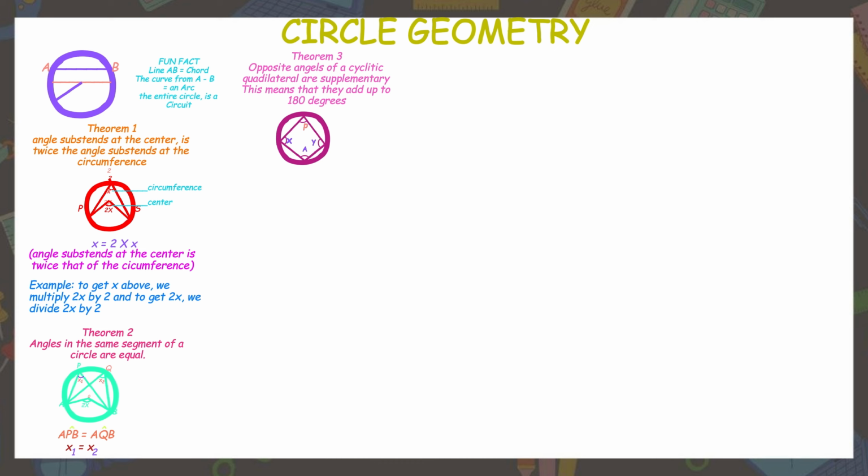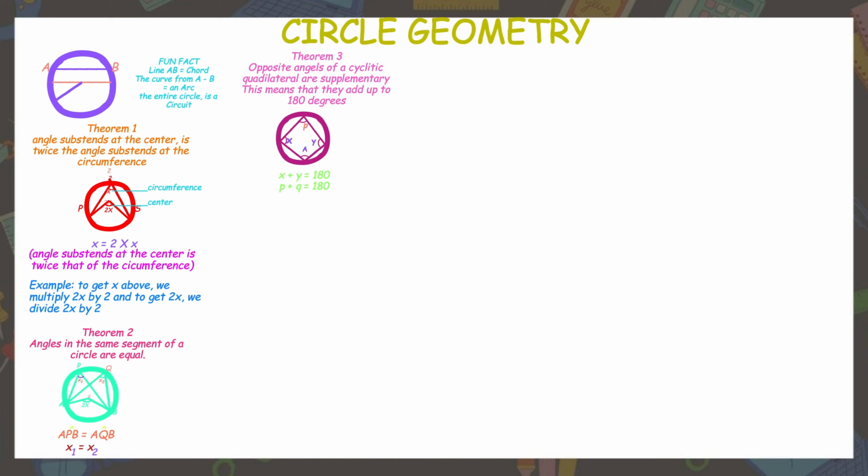Now, a cyclic quadrilateral is a quadrilateral having 4 vertices, where all four vertices touch the circumference. Here we have 1, 2, 3, and 4, touching the circle at 4 different places. So that is what we call a cyclic quadrilateral.